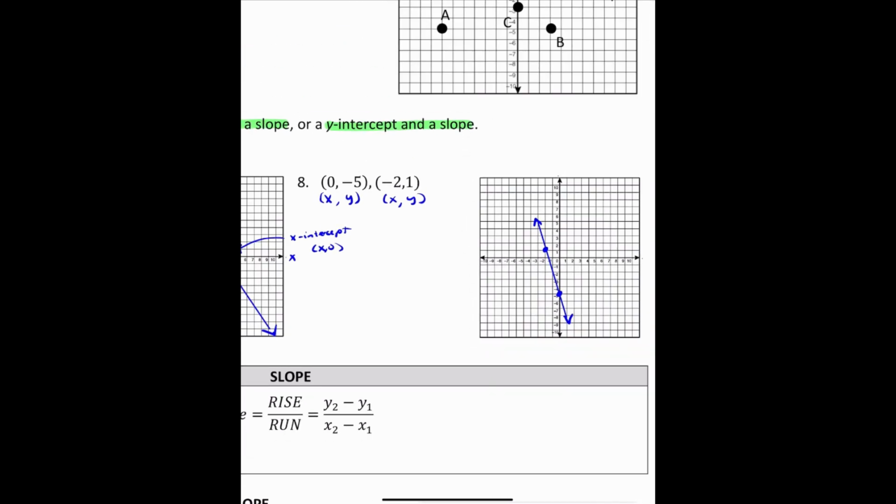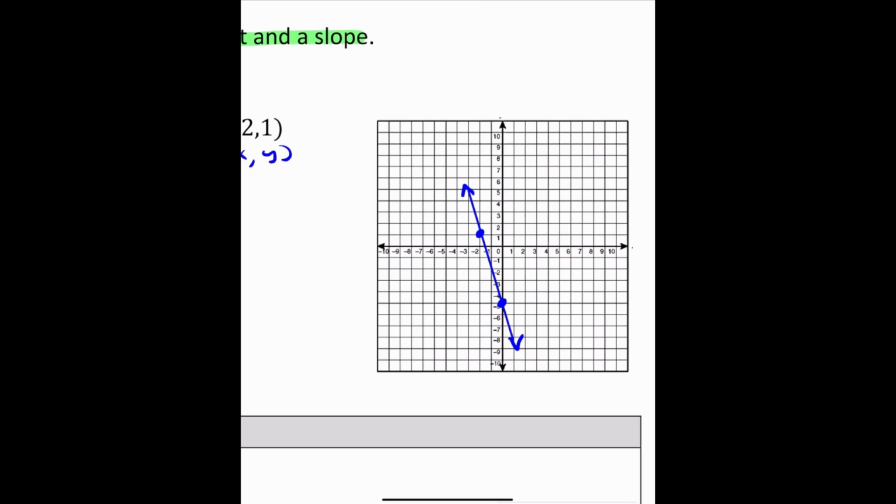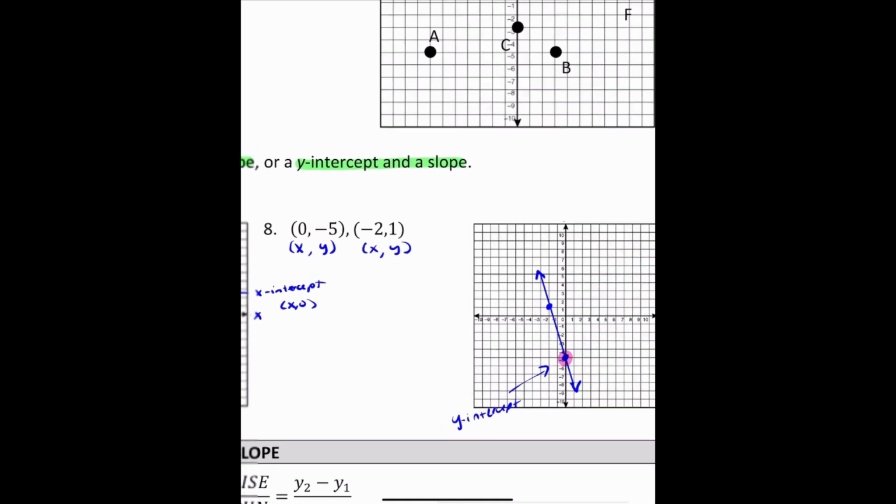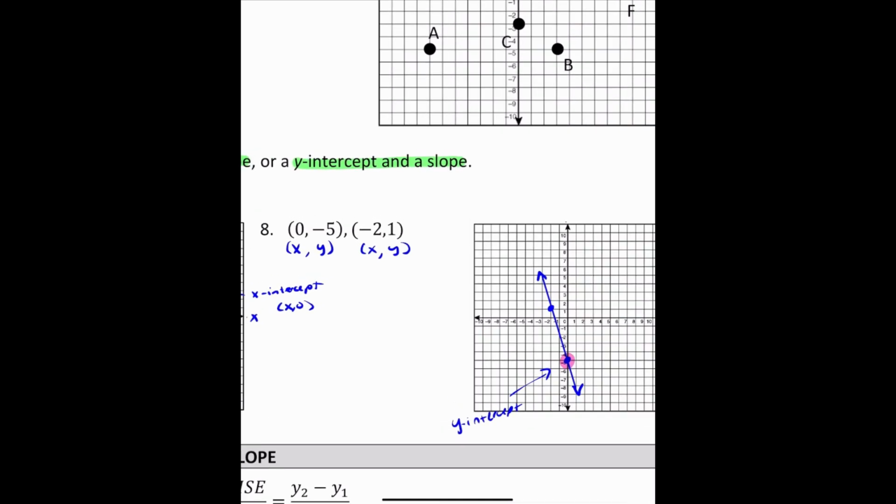So if I'm looking at number 8, we have this graph, and we have this line. You can see that this line crosses the y-axis at this point. Now, whenever the line crosses the y-axis, we call that the y-intercept. So this is the y-intercept. And that point is 0 comma negative 5.